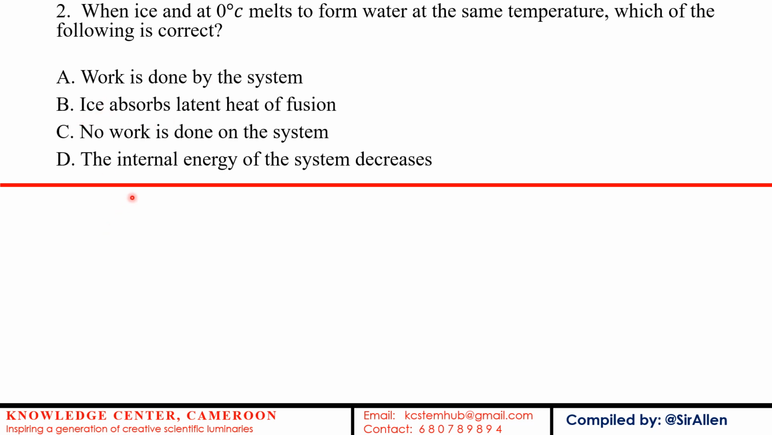Okay, but let's just talk about why A, C, and D are wrong. Why do we say work is done by the system? The statement is wrong. Okay, let me show you. Now, work done is basically P delta V.